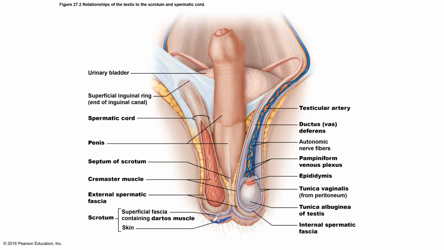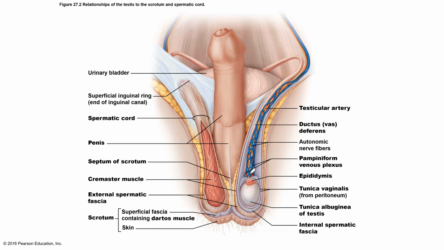So we have skin, we have superficial fascia with the dartos muscle, we have cremaster muscle over here, we have testes, tunica vaginalis from peritoneum, so two layers of tunica vaginalis. Tunica albuginea is the covering of the testis itself. Here's superior epididymis, and it also goes down, so it's a posterior part of the testis, superior posterior.